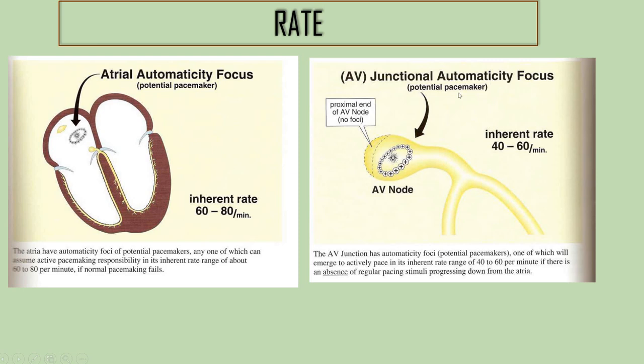AV junctional automaticity focus, potential pacemaker, proximal of the AV node, have no foci. AV node, inherent rate 40 to 60. The AV junction has automaticity foci, one of which will emerge to actively pace at its inherent rate range of 40 to 60 per minute if there is an absence of regular pacing stimuli progressing down from the atria.